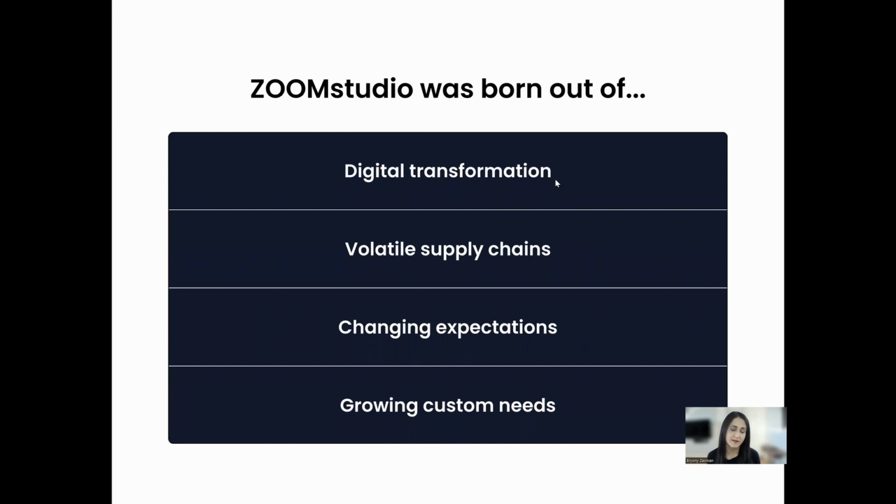Also, the volatile supply chains were another reason why we needed to build ZOOMstudio. I already mentioned it, but keeping content up to date can be very challenging, especially with how often product availability, pricing, and other details are changing. With ZOOMstudio, it is very quick and simple, and in some cases automatic, when changes happen to data, that the content that's out there is updated.